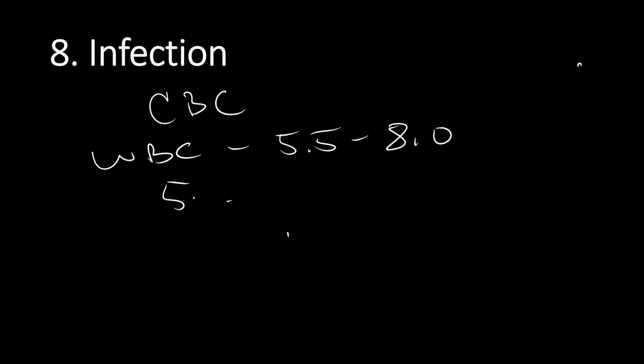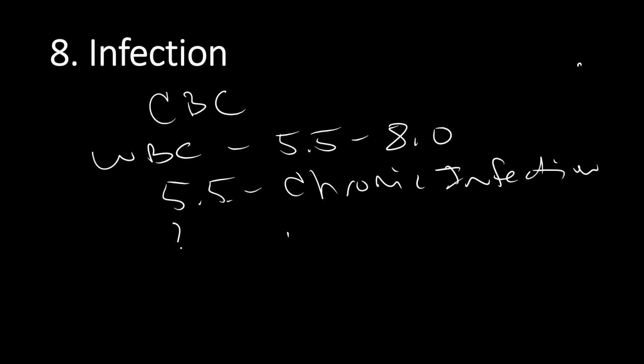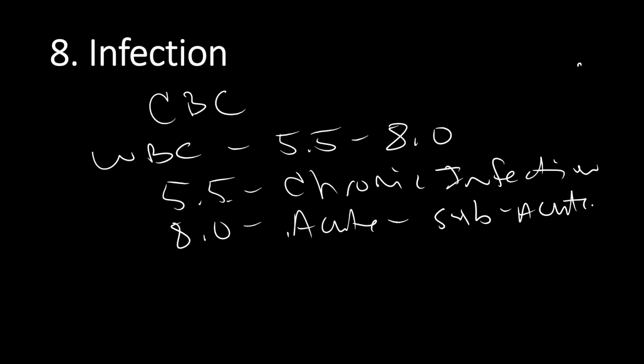If you have lower than 5.5, we want to think about a chronic infection, okay? If you are greater than 8.0, then we're going to think about either an acute or, most usually, a subacute infection, if they don't know that they have an infection. Subacute means things aren't coming out of different orifices, you don't have a fever, it's been there a little bit longer than the acute, it's kind of settling in.